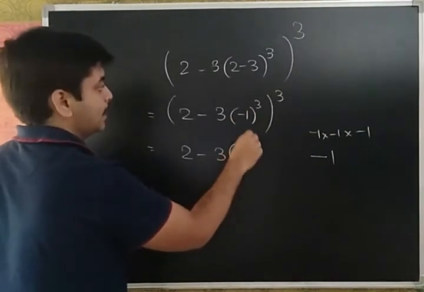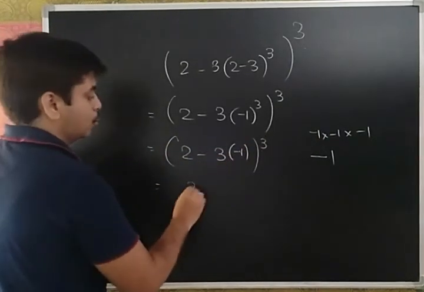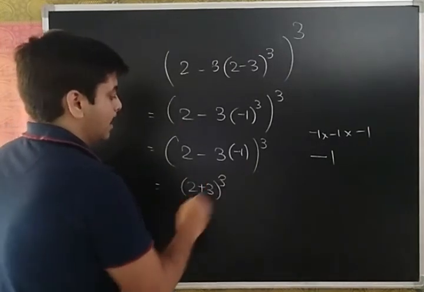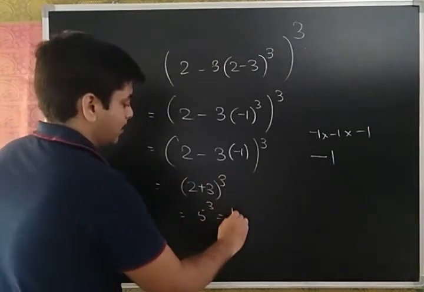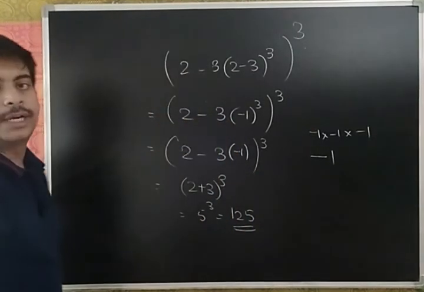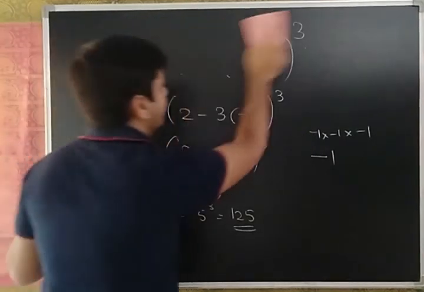Minus 1 whole cube is minus 1. So 2 minus 3 into minus 1 is plus 3, so 2 plus 3 whole cube, that is 5 cube, which is actually equal to 125. The answer of this given is 125. Coming to these negative parts, you should be very careful.